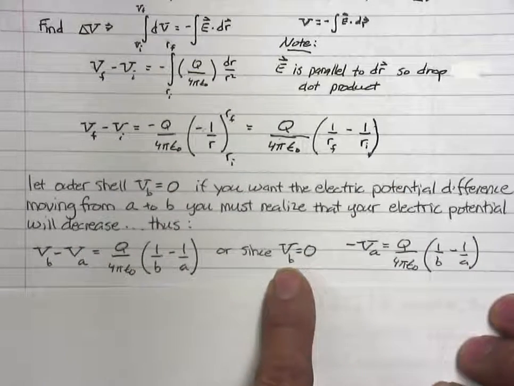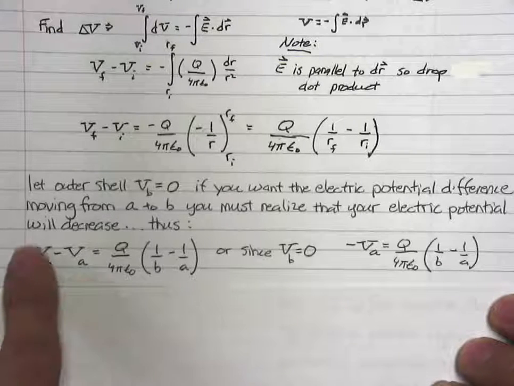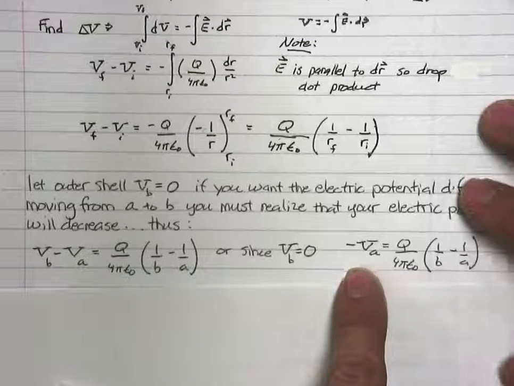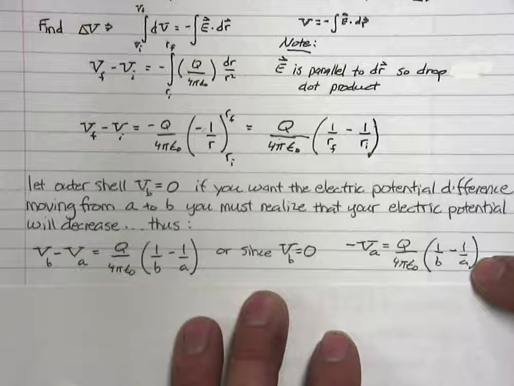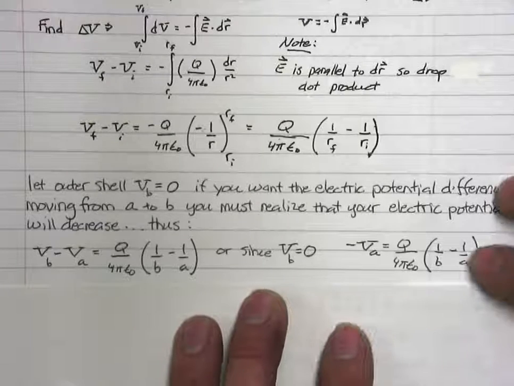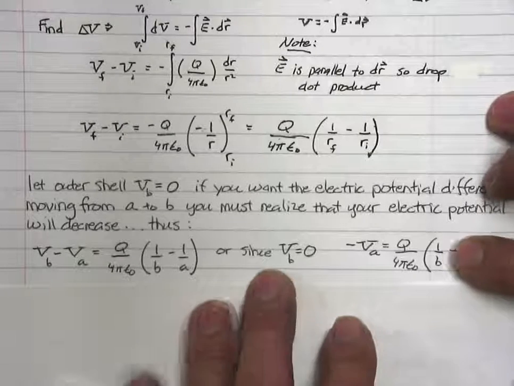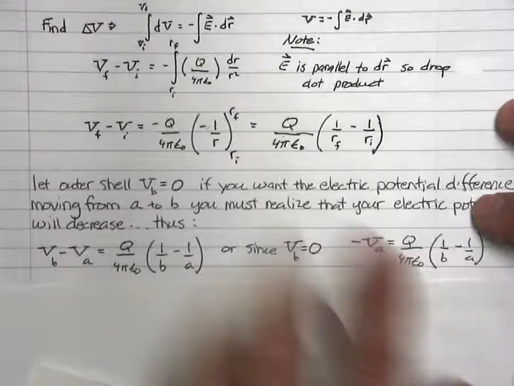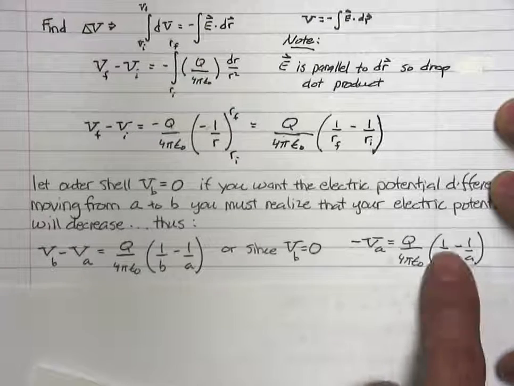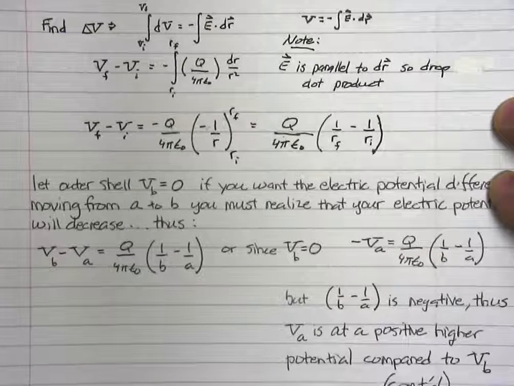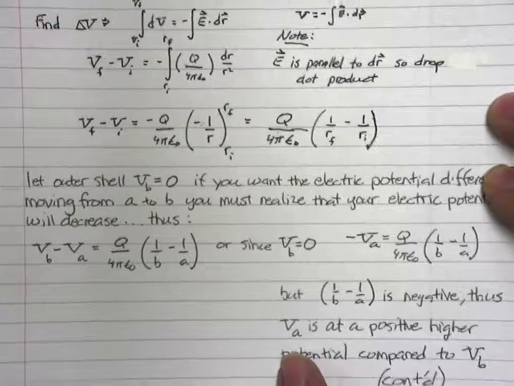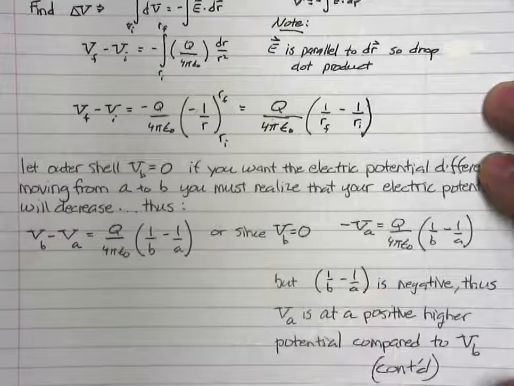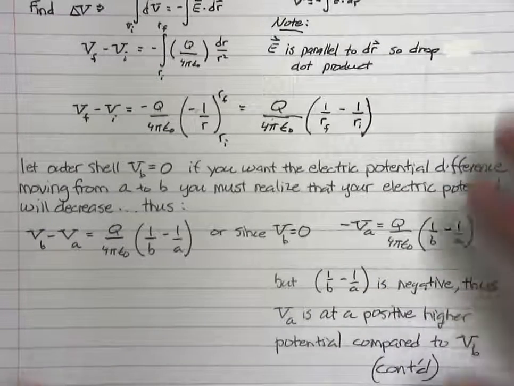Reminder, since the electrical potential at B is equal to 0, we can simplify things. We end up with a statement like this. Here's where it's a little subtle, but you've got to notice this. B is bigger than A. B is further out. A is smaller. And so this is going to be negative. What we end up with is showing that the electrical potential at A is going to be positive. It has to be at a higher potential. Okay, that's all fine.